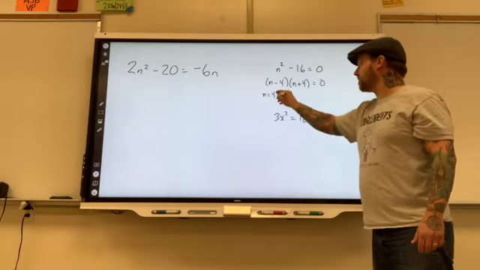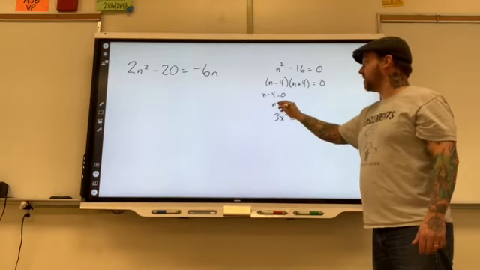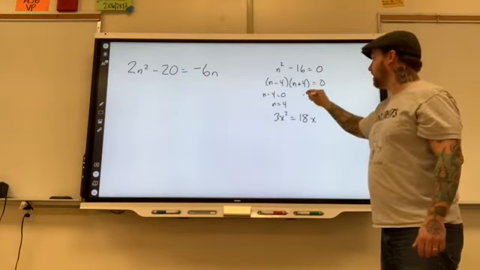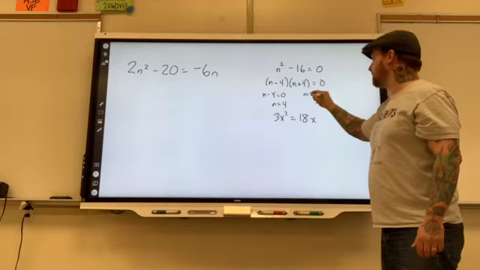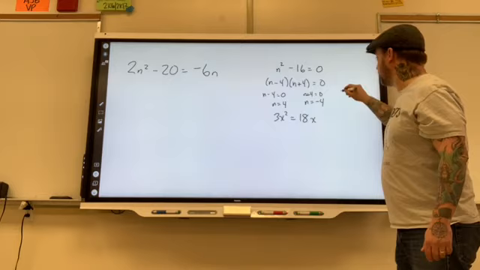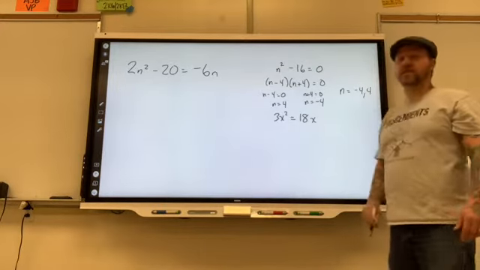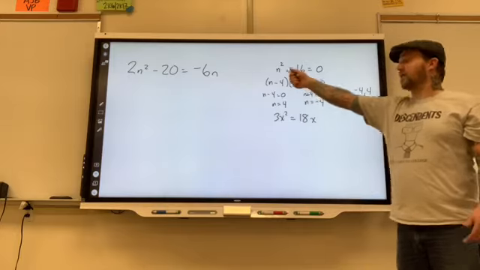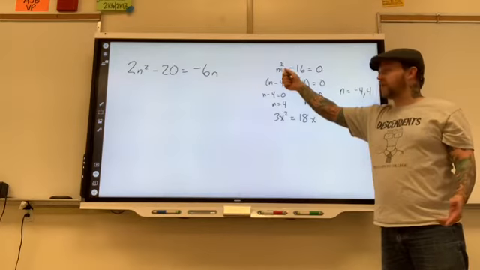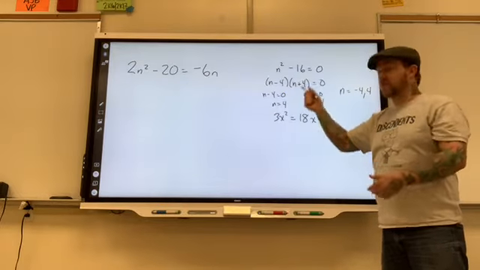If n minus 4 is 0, then n is 4. n plus 4 is 0, n is negative 4. So n is either negative 4 or 4. And that makes sense, right? Negative 4 squared is 16, minus 16 is 0. 4 squared is 16, minus 16 is 0.